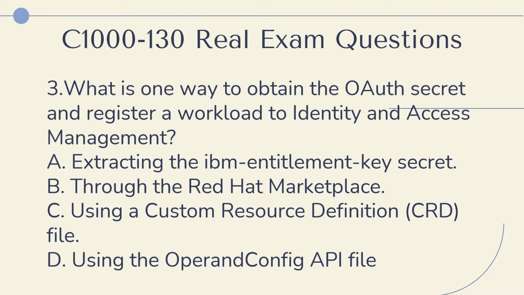3. What is one way to obtain the OAuth secret and register a workload to identity and access management? A. Extracting the ibm-entitlement-key secret. B. Through the Red Hat Marketplace. C. Using a custom resource definition (CRD) file. D. Using the OperandConfig API file.